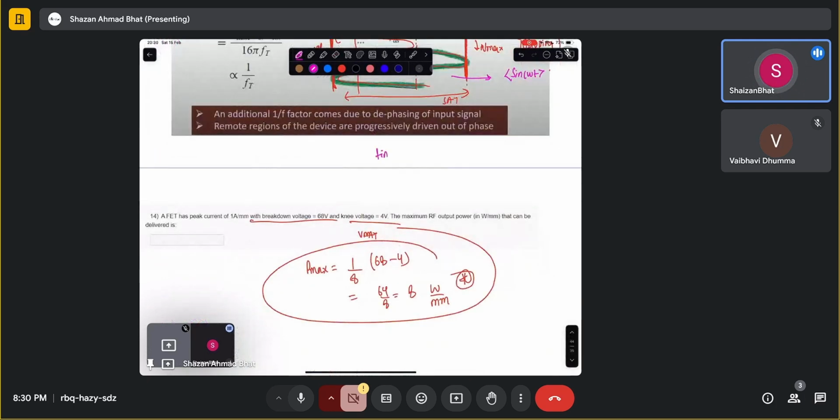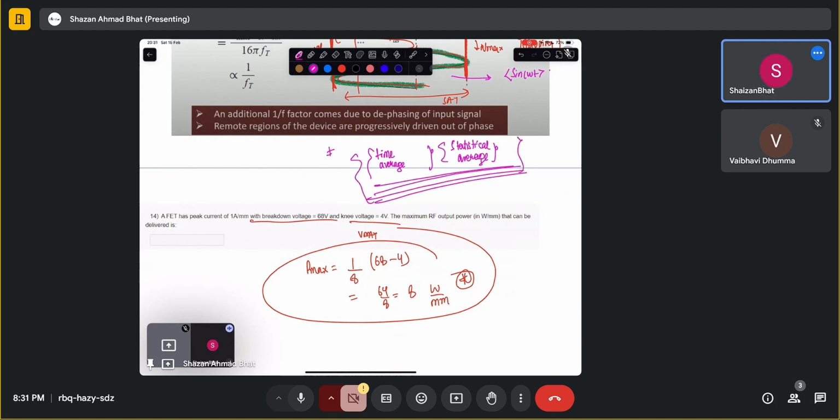There is something called time average, and there is something called statistical average. These are two different things. You might look at what these things mean because they are very important quantities in, I should say, all of the signal processing stuff.